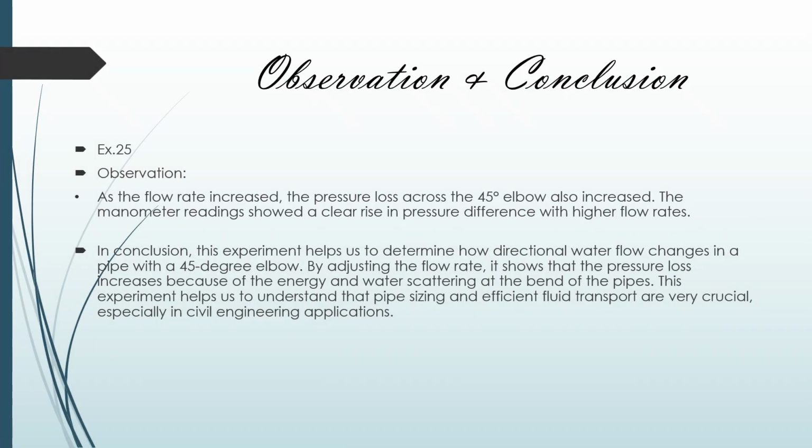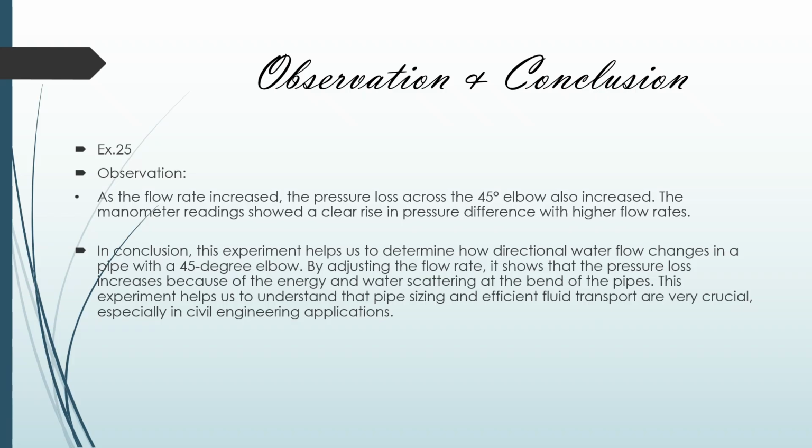Exercise 25. Observation. As the flow rate increased, the pressure loss across the 45-degree elbow also increased. The manometer readings showed a clear rise in pressure difference with higher flow rates. In conclusion, this experiment helps us to determine how directional water flow changes in a pipe with a 45-degree elbow. By adjusting the flow rate, it shows that the pressure loss increases because of the energy and water scattering at the bend of the pipes.